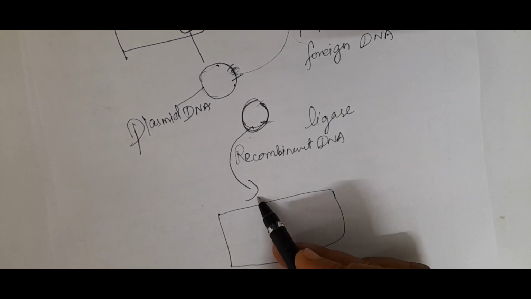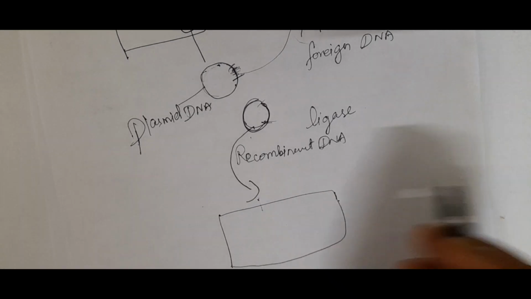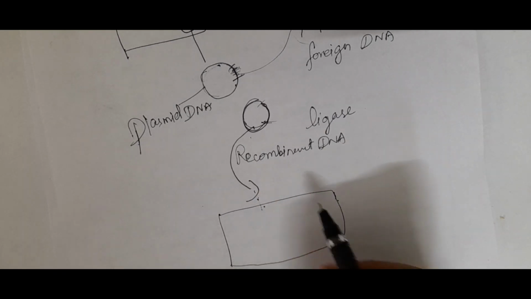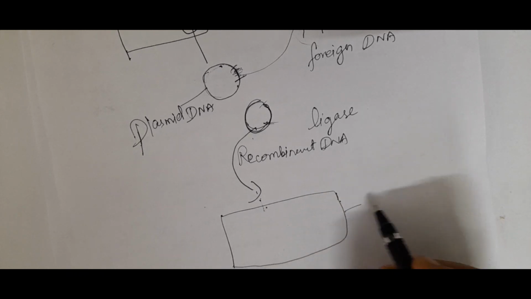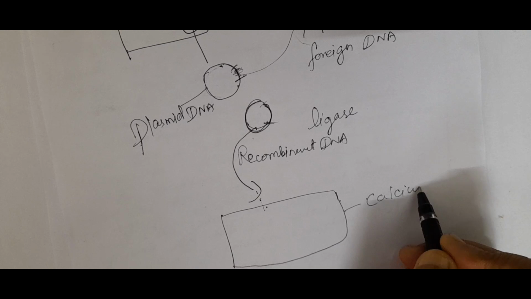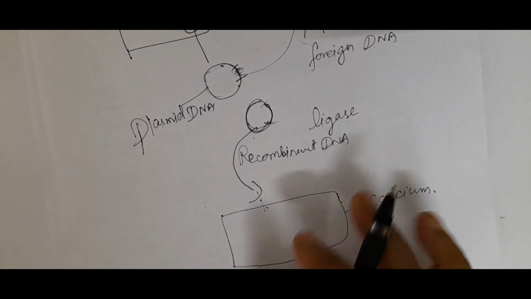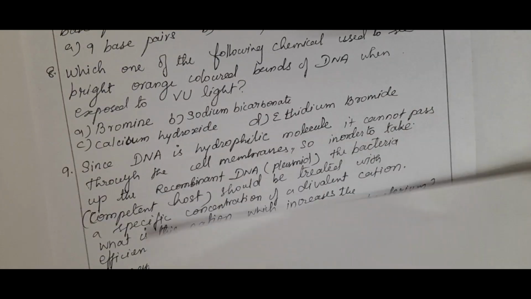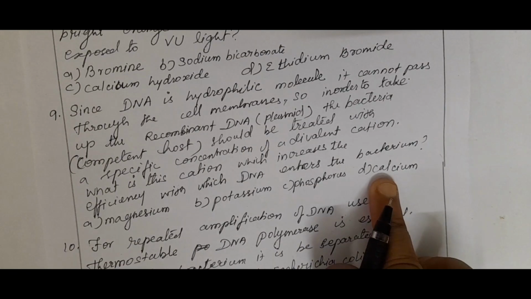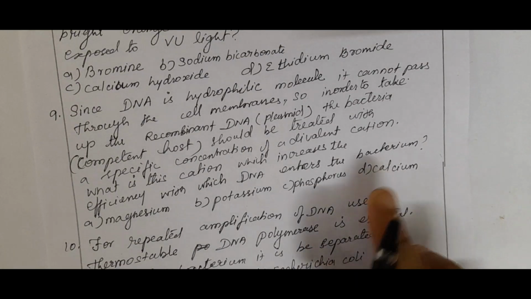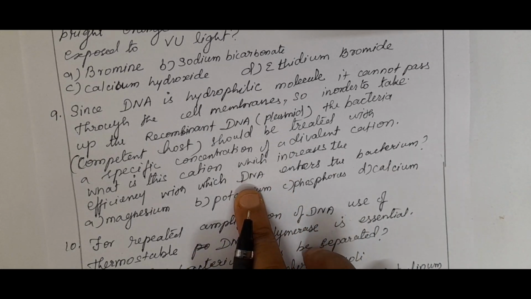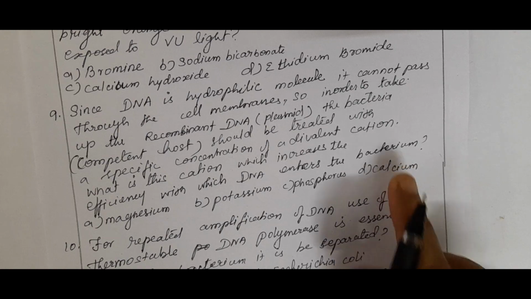When it has to be introduced into the host cell, DNA is hydrophilic in nature, so it cannot enter. So this host cell should be treated with calcium. This is the answer for this question. The correct answer is calcium only. Then only the recombinant DNA will be accepted by the bacterium.